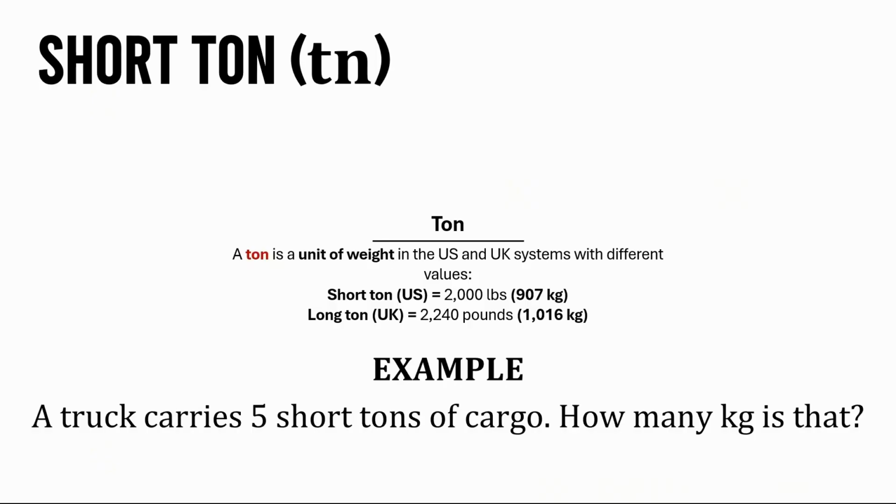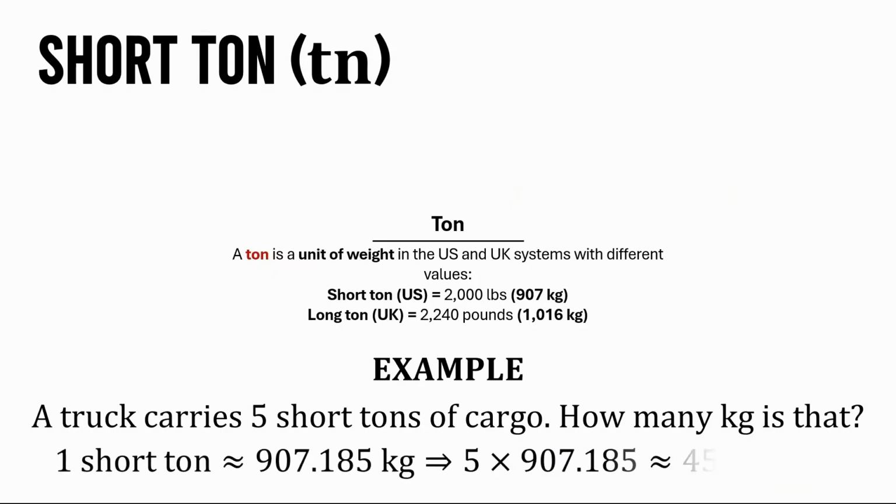Example. A truck carries 5 short tons of cargo. How many kilograms is that? 1 short ton is around 907.18 kilograms. This implies 5 times 907.18 is approximately 4,535.92 kilograms, which is 4.5 metric tons.